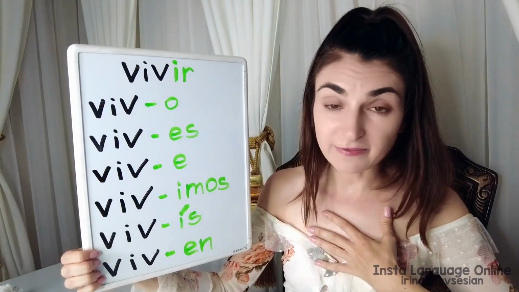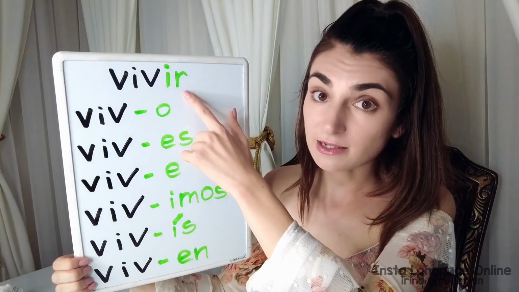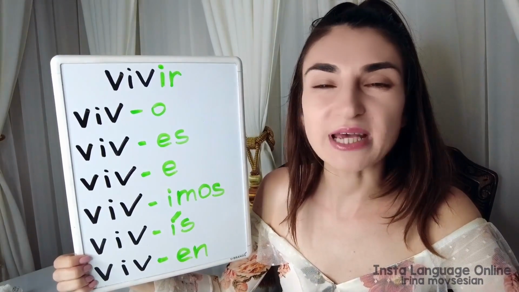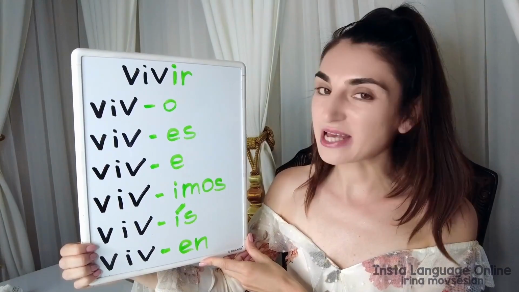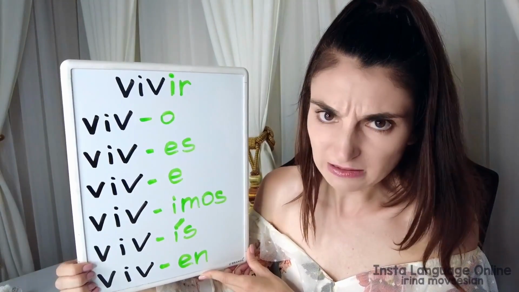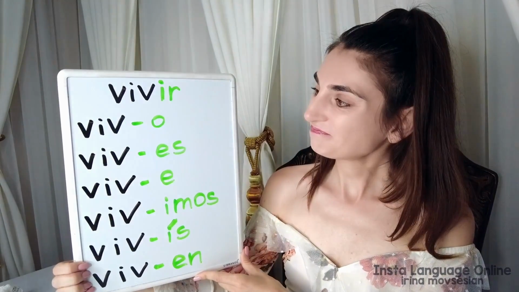For example, I live in America, in Los Angeles. So I'm going to use this verb, but you and I, we need to conjugate it first. So let's learn today the third conjugation. Open your copybooks, take your pens, pencils, markers, and let's get started.